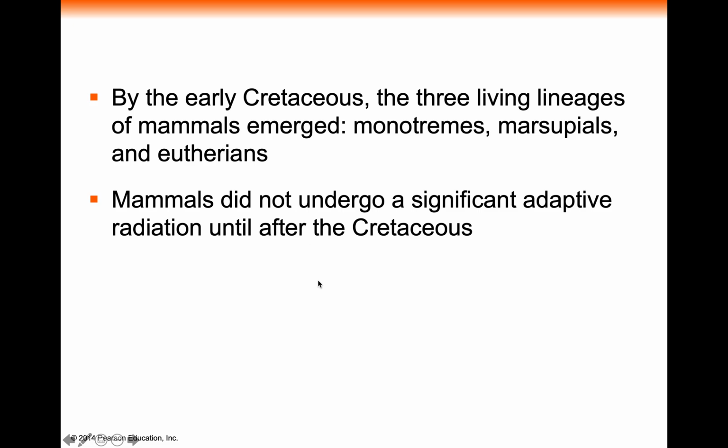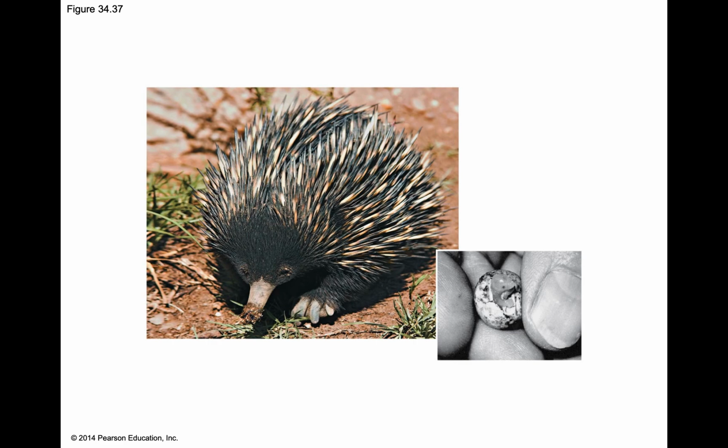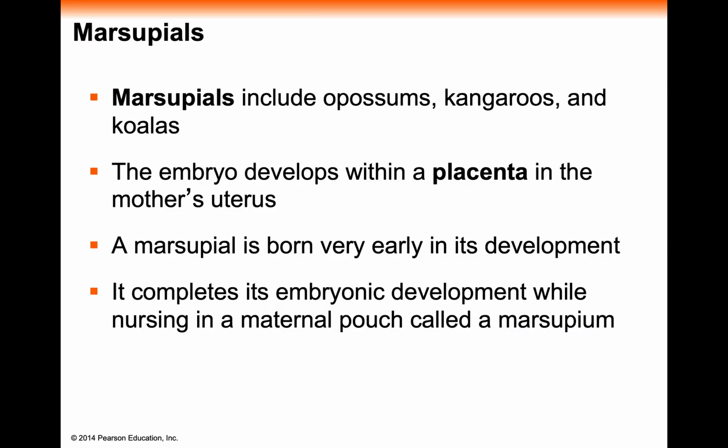So mammals did not undergo significant adaptive radiation until after the Cretaceous, which was the last period of the dinosaurs. It's my alarm telling me I need to speed this up. So basically, dinosaurs had to get out of our way. So monotremes, they're the egg layers. There's your echidna. You can see a picture of the egg there.